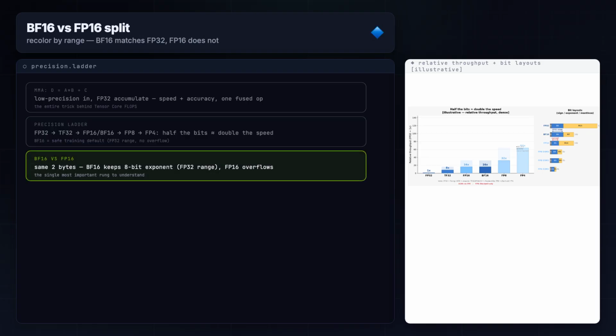Now I will color each bar by its dynamic range and split the two 16-bit formats apart. FP16 and BF16 are the same length, same 2 bytes, but BF16's range bar matches FP32's, while FP16's is short. Same size, very different safety. This is the single most useful slide in the series.